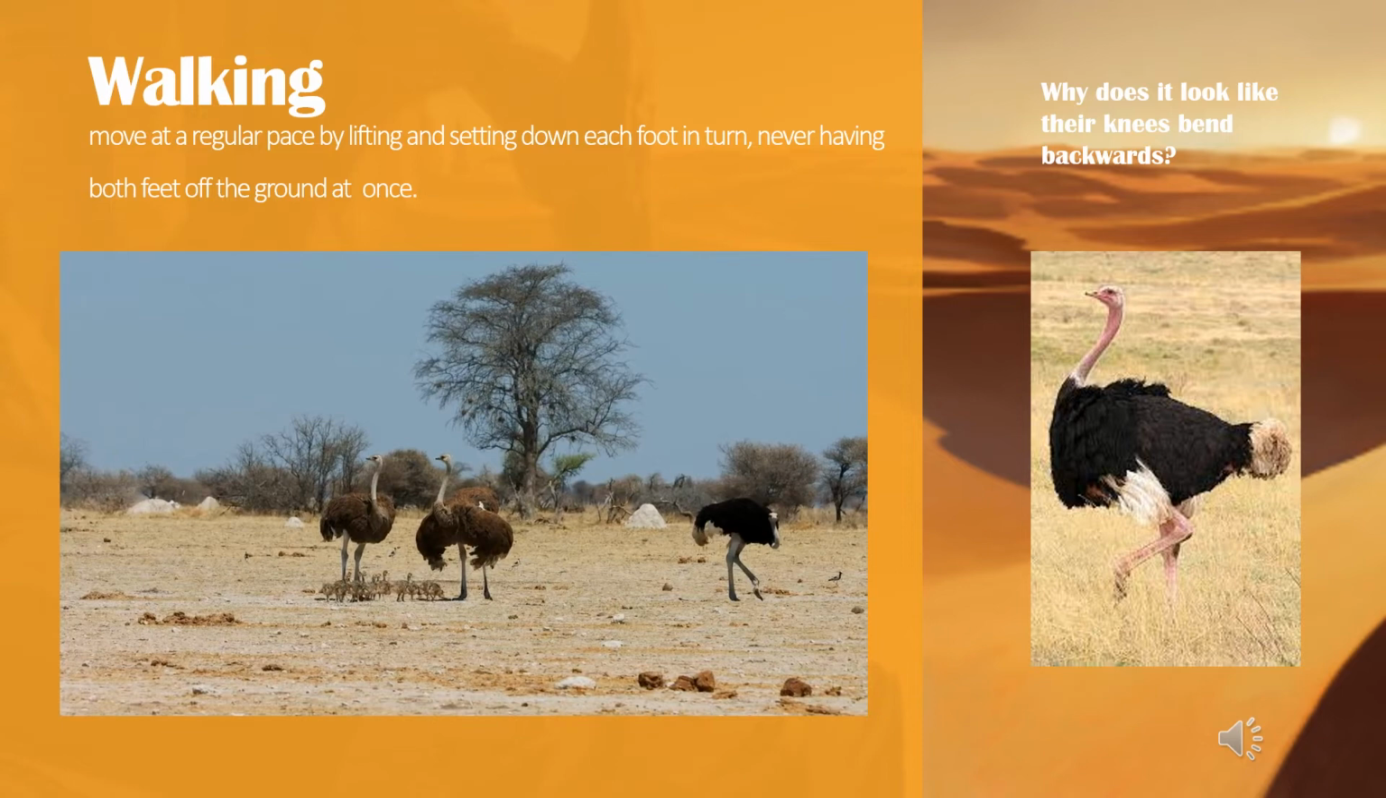Perfect. So basically what we think is their knee is actually their ankle, which is why it seems to bend backwards. And actually their knee is placed up a little bit higher under the plumage of their wings, so we can't really see it that well.